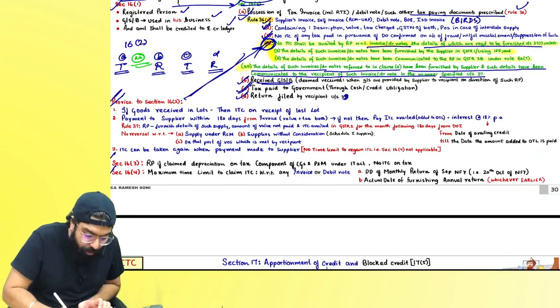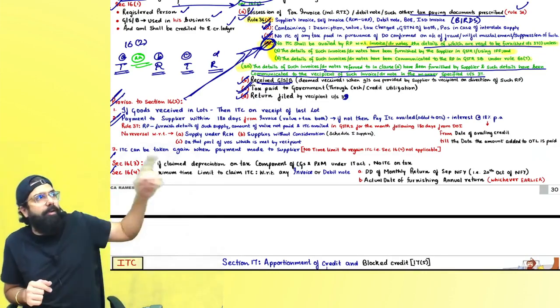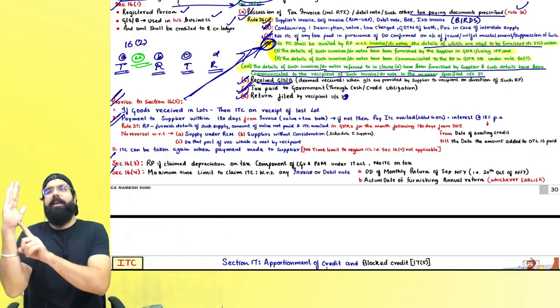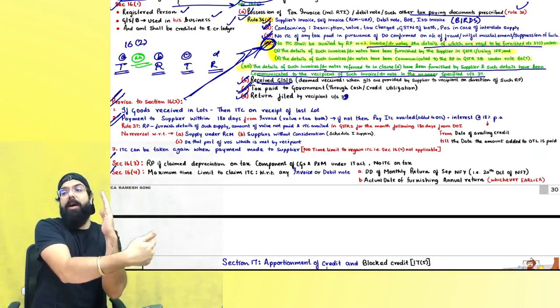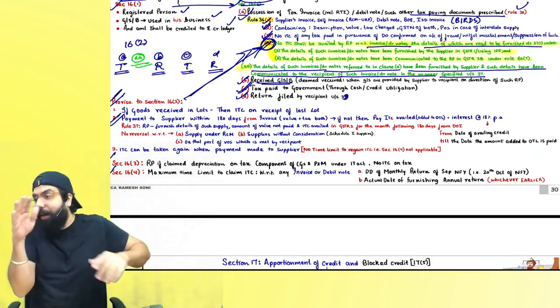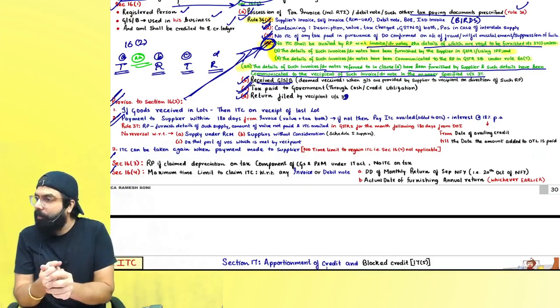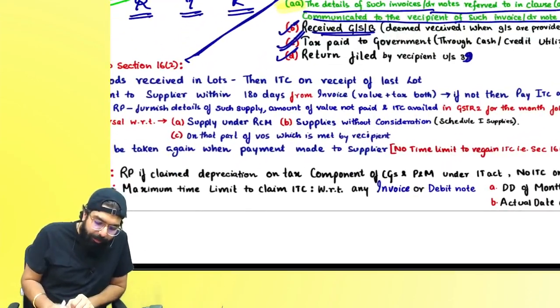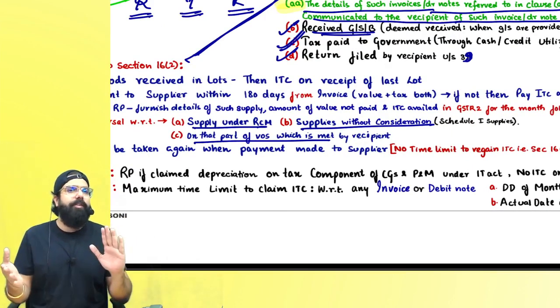Correct everyone? Then we have the provisos to section number 16(2). The first proviso says goods received in lots or installments, ITC on the receipt of the last lot or installment. The second proviso says you should make the payment to the supplier within 180 days from the date of the invoice. If you don't make the payment to the supplier within 180 days of the invoice, whatever credit you have availed, the same amount has to be reversed along with interest at the rate of 18% from the date of availing to the date the amount is reversed, added to your output tax liability and paid. No reversal with respect to supplies under RCM, supplies without consideration, and on that part of the value of supply which is made by the recipient. In that scenario there is no reversal.